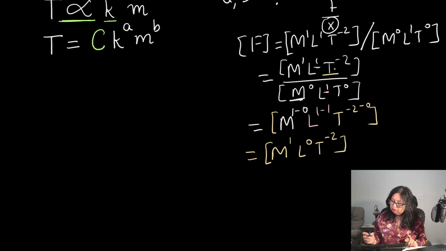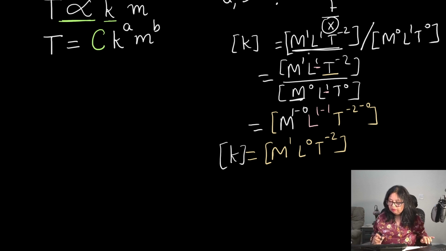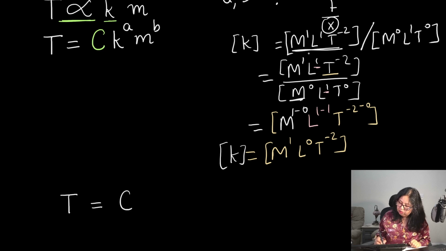M to the power 1, L to the power 0, T to the power minus 2. This is not F anymore, just this top was F. Now this is the dimensional formula for K, the spring constant. My formula is T equals C, the constant of proportionality, that is a dimensionless constant. It does not have any dimensions, that means it does not have any units either.